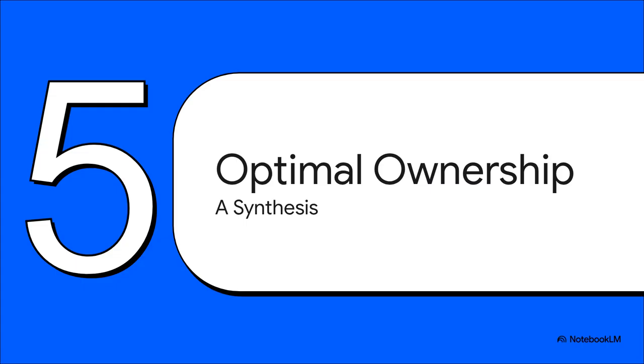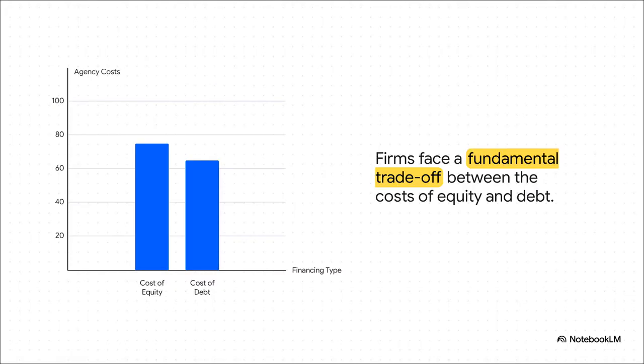Okay, this is where it all comes together. We've seen the problem with too much outside equity, and we've seen the problem with too much debt. Now, let's put them both on the scales and see how a firm finds the right balance. What the firm faces is this fundamental trade-off. If you rely too much on outside equity, you're going to have a problem with managers consuming perks. But if you rely too much on debt, you're going to have a problem with managers gambling with the firm's assets. You're caught between a rock and a hard place.